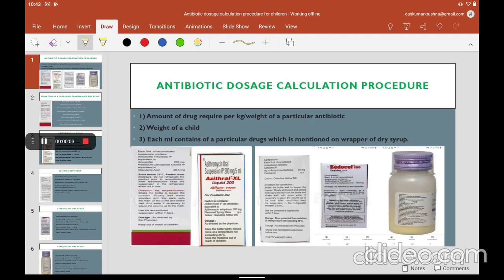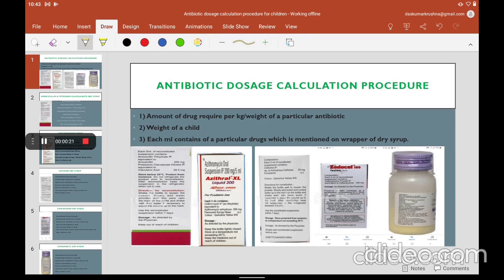It is said that if doses are wrong, the consequences are devastating. For that reason, it is of paramount importance to get the right kind of dosage to get better efficacy. Let's discuss the antibiotic dosage calculation procedure.